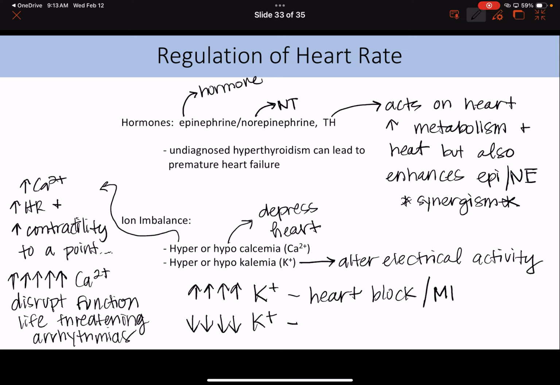So any questions about that? Yeah. What do you mean by depressed in the heart? It just slows it down. Slows it down and doesn't work as hard.